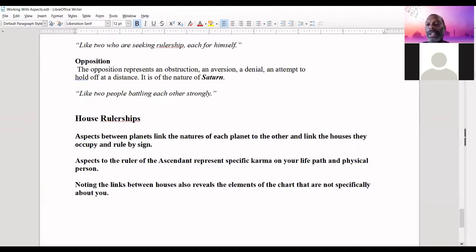If you've got Cancer rising like a lily, then the Moon is the ruler of your ascendant. If you've got Leo rising, the Sun is the ruler. If you've got Virgo rising, Mercury is the ruler, et cetera. Then what you're going to do is see if there are any aspects to the ascendant.